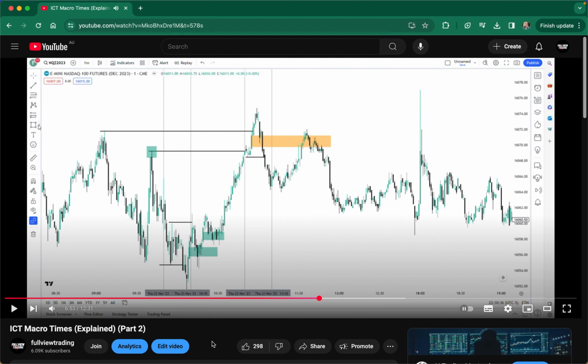Now, one point about that, guys, is I don't enter from the pullback anymore like this. Where we pull back into the inversion, I never do that anymore. I wait for the pullback to happen, and then a respect of that inversion, displacement back down, probably roughly about here, and that would be the next macro. That's where I'll go short with my stop above these bodies, targeting this swing low as a base hit.